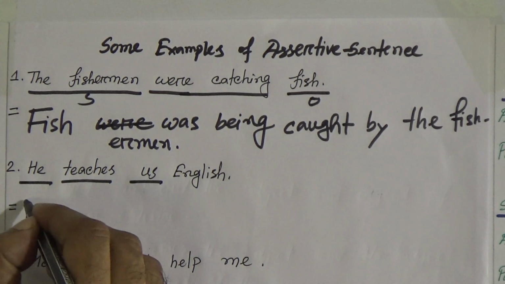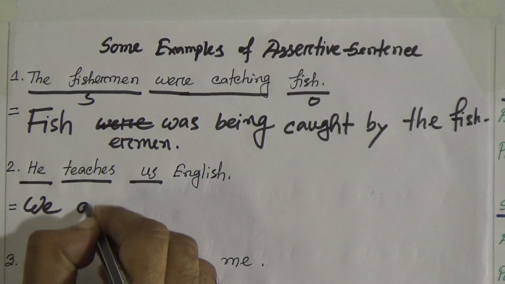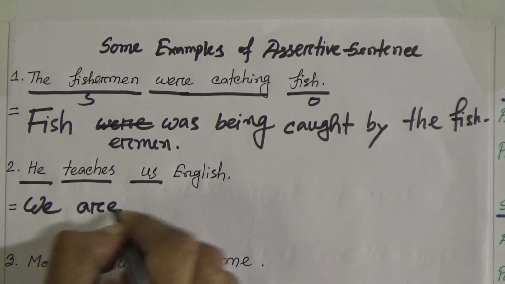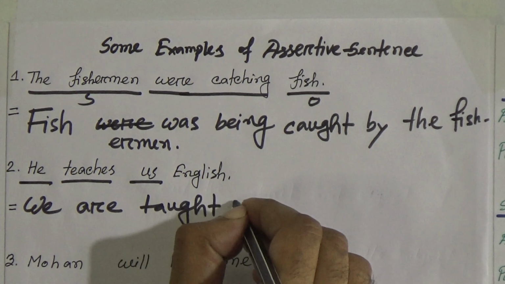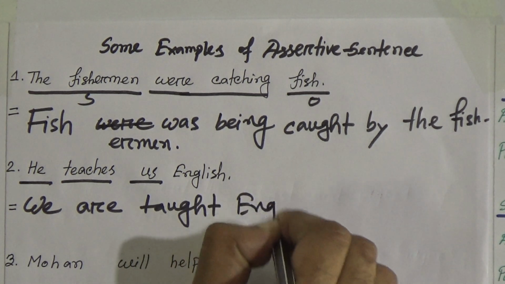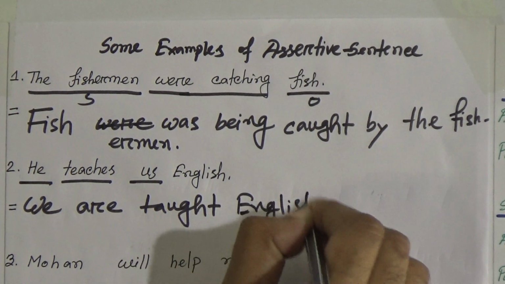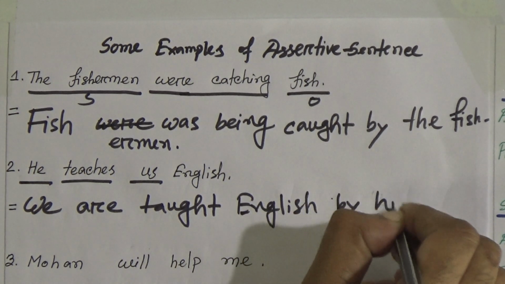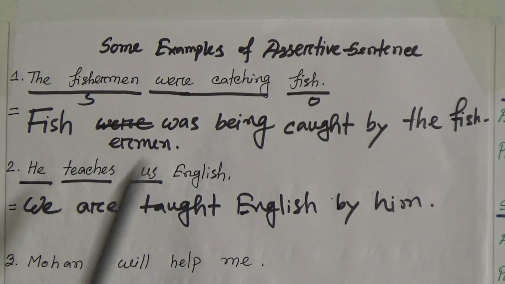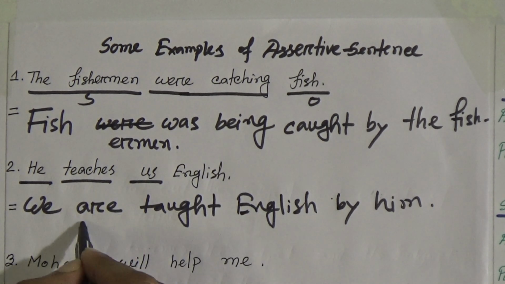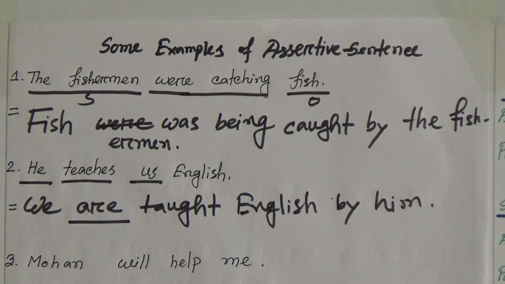So we are taught English by him. So this is the passive voice of he teaches us English, and this is written in present indefinite tense. So we have put are as the auxiliary verb.